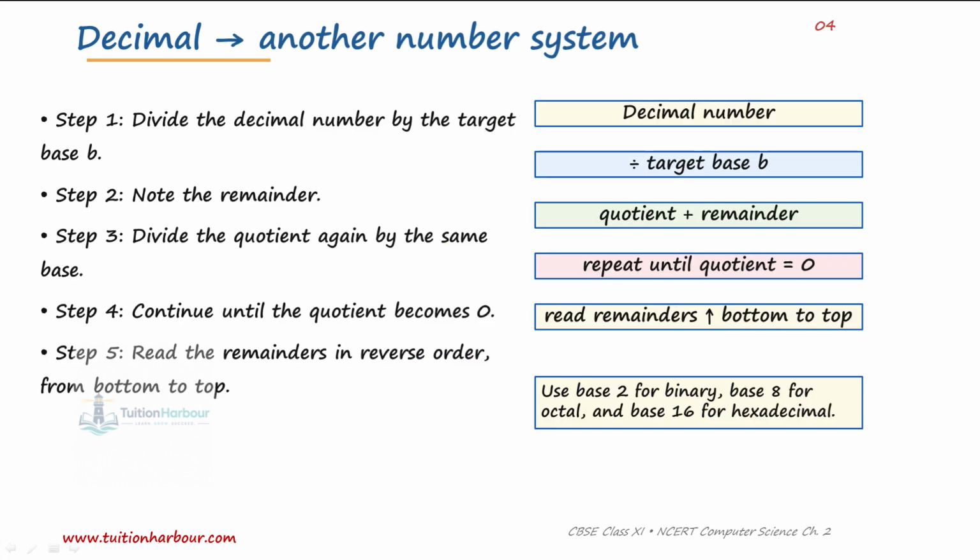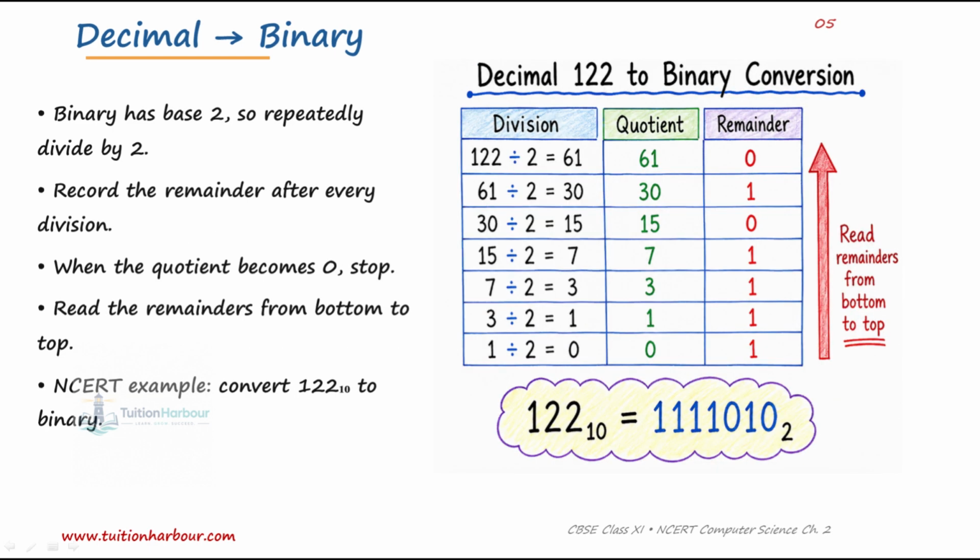To convert a whole decimal number to another system, repeatedly divide by the target base. Record each remainder. Continue until the quotient is 0, then read the remainders from bottom to top. For decimal to binary, divide by 2. Using 122 as the example, the remainders read upward are 1111010. Therefore, 122 decimal equals 1111010 binary.